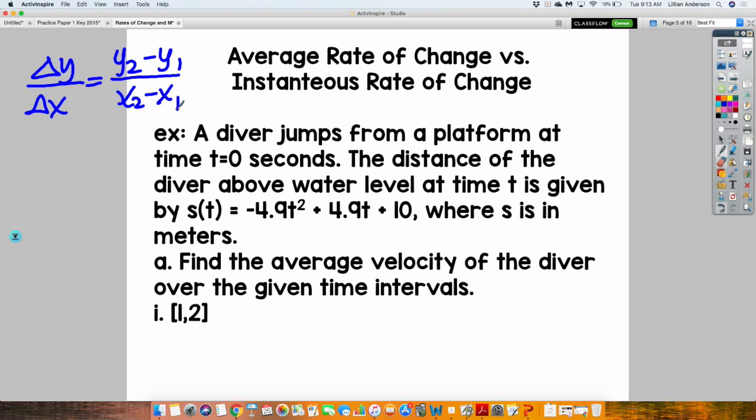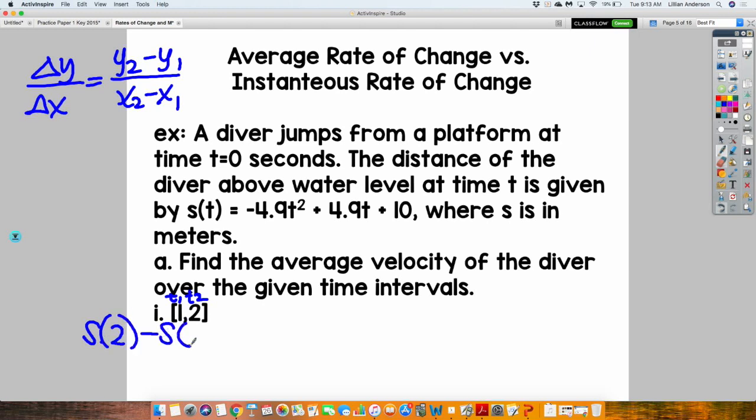So what you're basically about to find is how quickly they are falling into this pool of water between 1 second and 2 seconds. These right here represent time 1, time 2. So, how do you do that? Well, you need to figure out where the diver is at 1 second and where the diver is at 2 seconds, based off of their height above the water level. So you have to find S of 1 and S of 2. It really doesn't matter which order as long as you stay consistent.